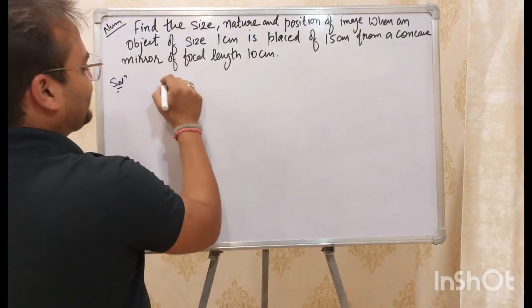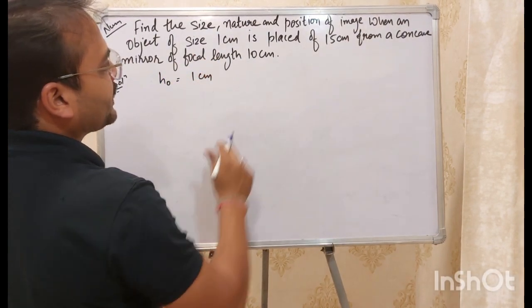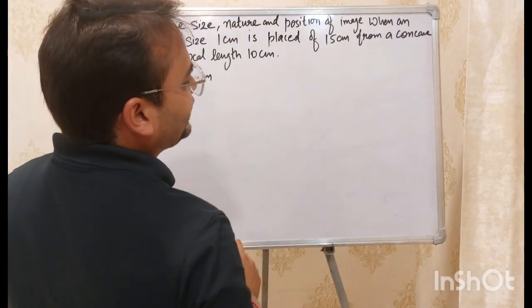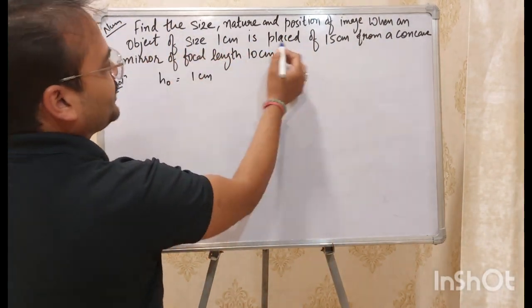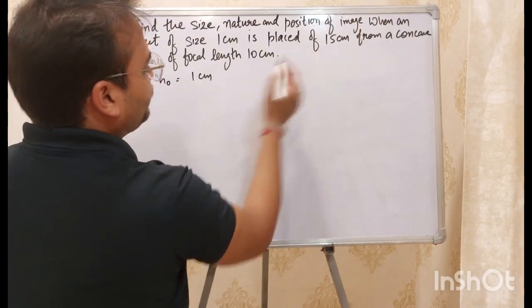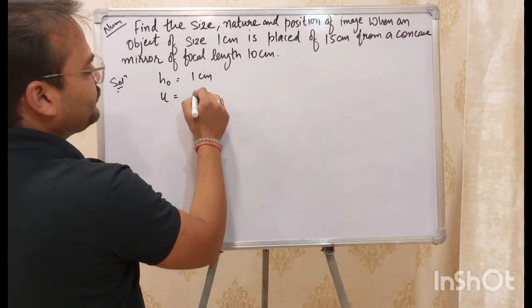Object size means height of the object, which is 1 centimeter, is placed 15 centimeter from a concave mirror. They are saying the object is placed at 15 centimeter. This is the value of U. We will consider the U value as 15 centimeter.